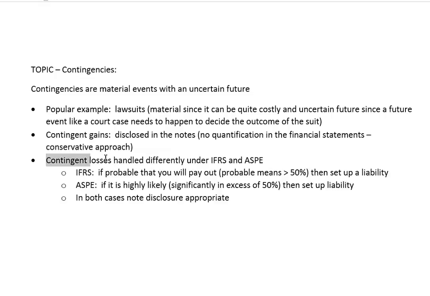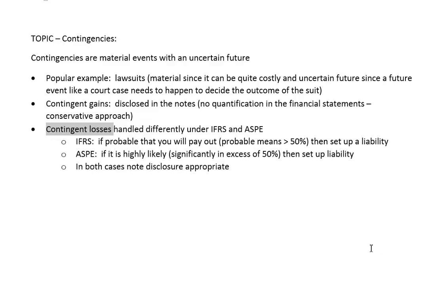Now let's say that we are being sued, and there is a possibility that we may lose. The way we handle contingent losses differs under IFRS and ASPE. Under International Financial Reporting Standards, or IFRS, if it's probable that you'll pay out, and probable means a likelihood in excess of 50% that you'll pay, that means we need to set up a liability. That means you have to do a debit and a credit and set it up in the financial statements.